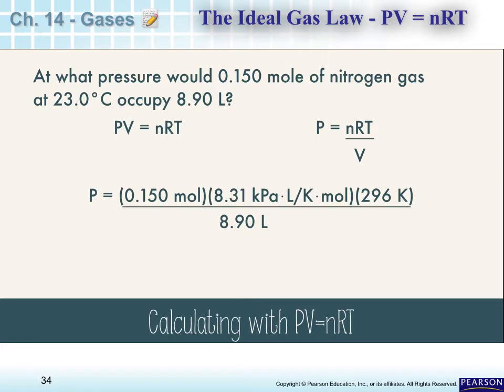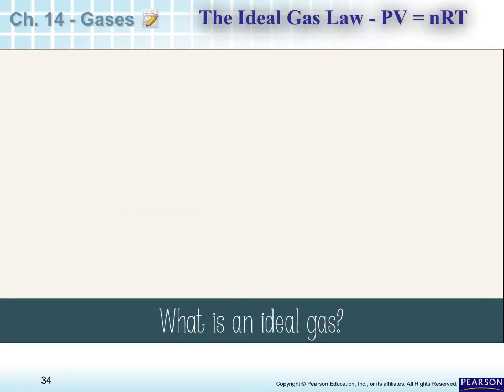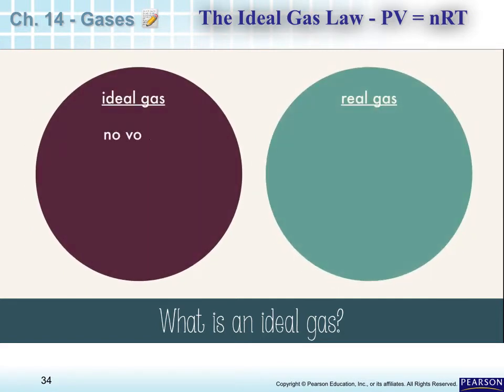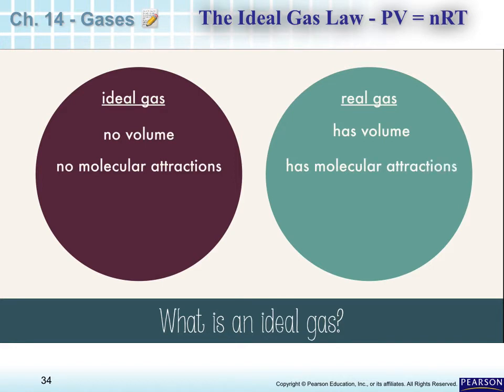Divide by the liters, and your final answer will be 41.5 kilopascals. Now, the ideal gas law makes some assumptions about ideal gases, so let's compare ideal gases to real gases. Ideal gases have no volume, but of course that isn't the reality. Real gases do have volume, and that will play a role in how it actually behaves. Ideal gases have no molecular attractions, but real gases are attracted to each other. In fact, when they cool down, they stop being gases and will form liquids and solids because of their attractions.